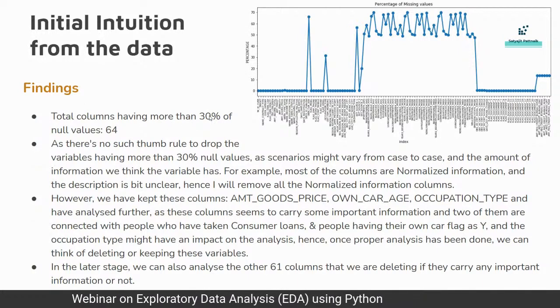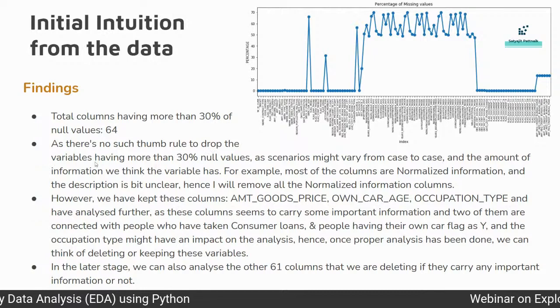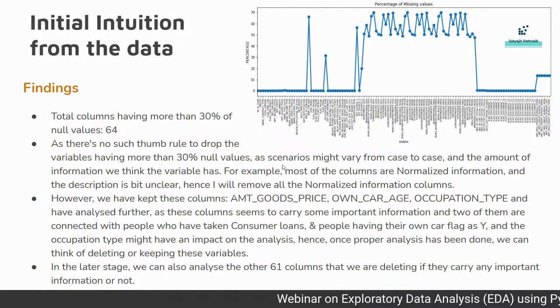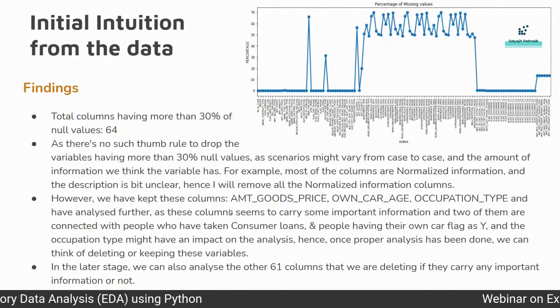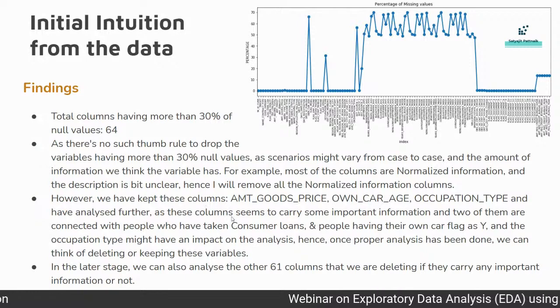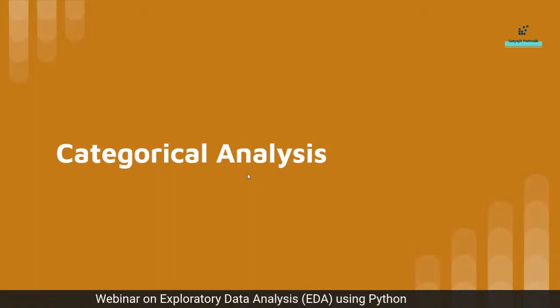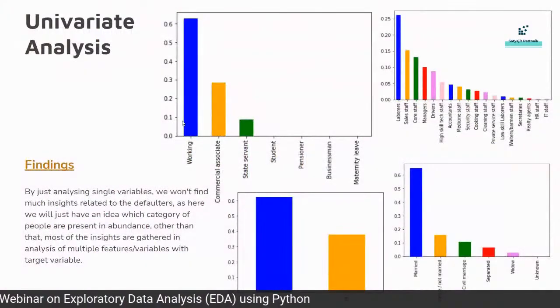Total columns having more than 30% of null values are 64. There is no thumb rule to drop the variables having more than 30% null values. As I already explained with the scenario, car is car and car type. We cannot blindly remove those columns, right? So it's up to you how you deal with it. I have already dealt with this scenario, and the detailed explanation is already present in the code. Once you see it, then comes your categorical analysis.